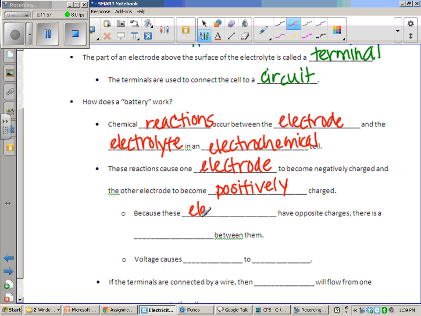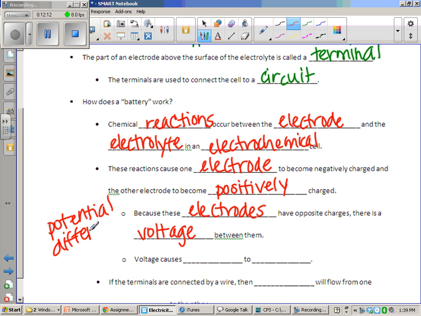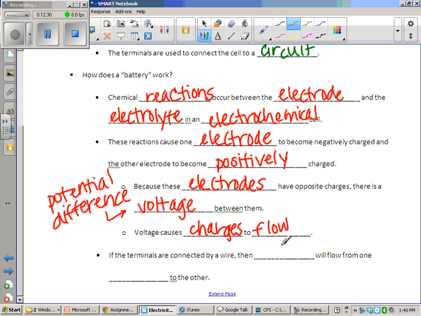Because these electrodes will have opposite charges, there is a voltage between them. Okay, so that is what your potential difference is, your voltage. Because one's negative and one's positive. Do you see the difference? Okay. And the voltage, we know, causes charges to flow. Now, if the terminals are connected by a wire, then charge will flow from one terminal to the other.